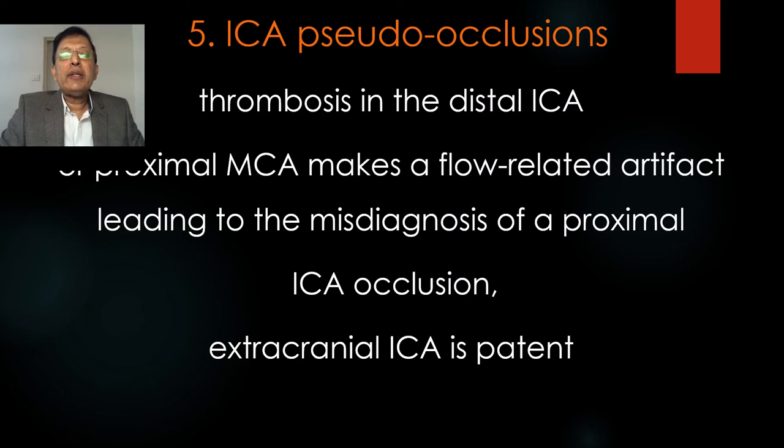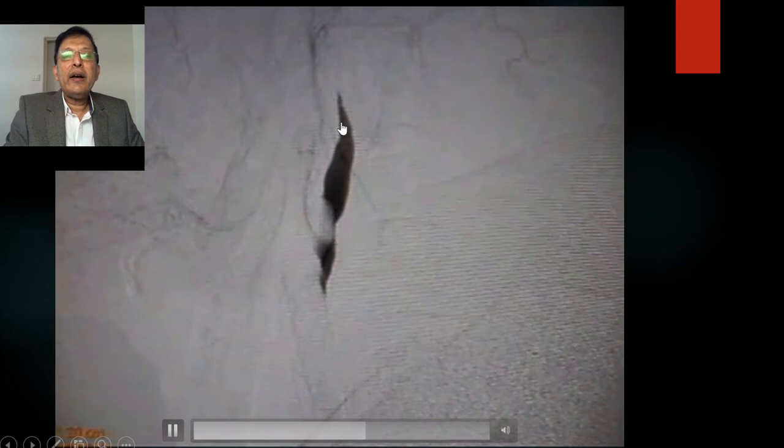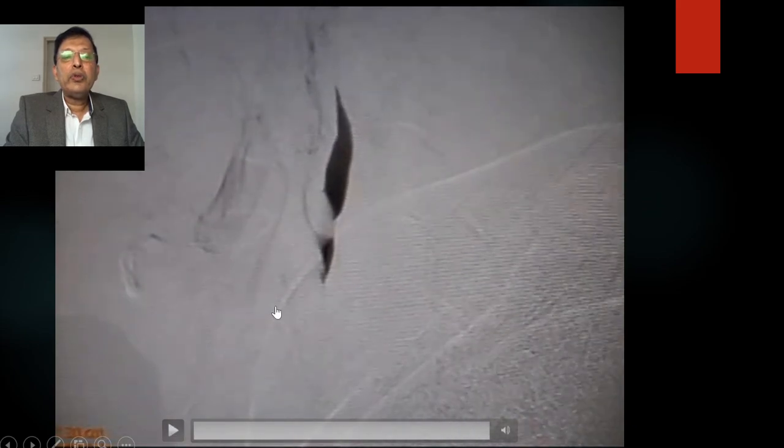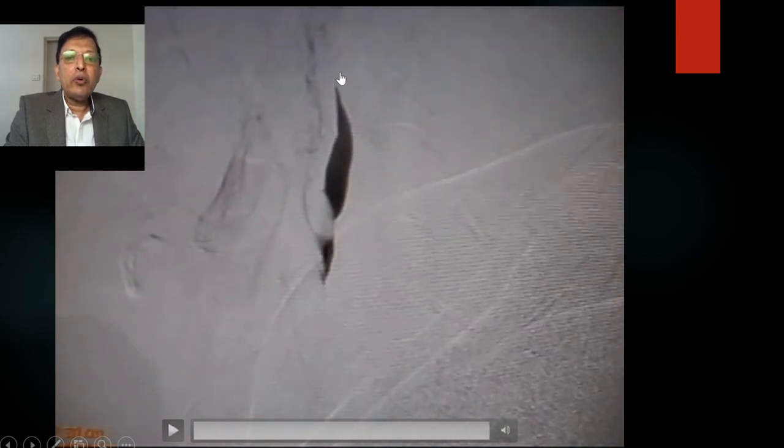Now, the fifth thing which I want to discuss is this entity called pseudo-occlusion. When there is a thrombosis in the distal internal carotid artery or the proximal MCA, this leads to a flow-related artifact which can lead to the misdiagnosis of a proximal ICA occlusion, and in fact the extracranial internal carotid artery is patent. You can see in this example, this looks like a flame-shaped occlusion, but actually if you look carefully, there is actually distal flow, and the occlusion was actually much distal.